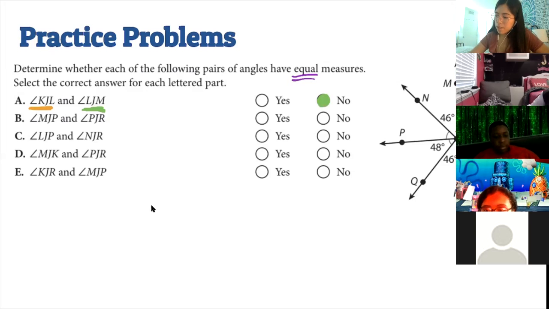Okay, I got it. All right, letter B. We want to see if MJP is equal to PJR. So let's look for them. MJP and PJR. Let me erase everything else. So we have MJP, which I kind of messed up. Okay. MJP, and then we have PJR. So take a look, see if you can figure this one out first without me, and then we'll talk about it.